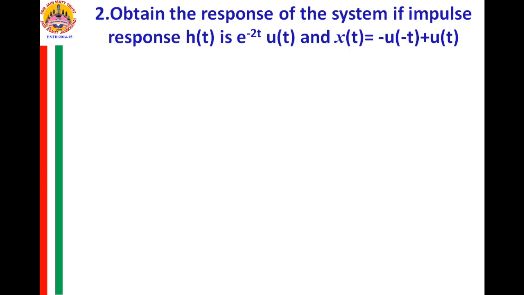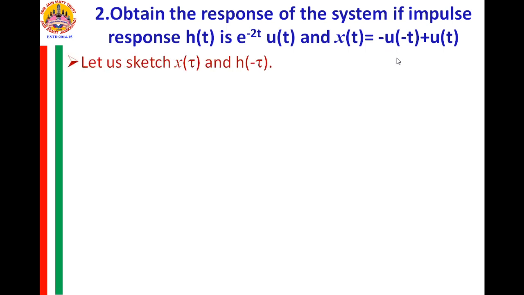Now let us take the second example where we need to obtain the response of the system. The impulse response h of t is e raised to minus 2t u of t and x of t is minus u of minus t plus u of t. Now h of t is already observed in the previous sessions, how it is sketched. Its amplitude is e raised to minus 2t and it exists from 0 to infinity, so the sketch is not difficult. Now x of t is u of t plus minus of u of minus t. Now u of minus t is the reflection about u of t and its amplitude is negated.